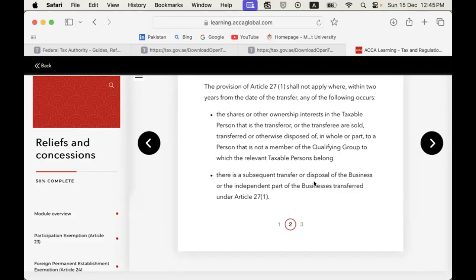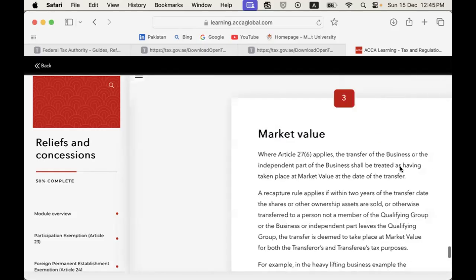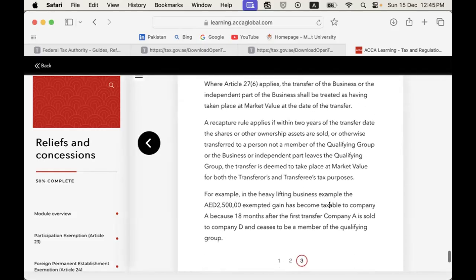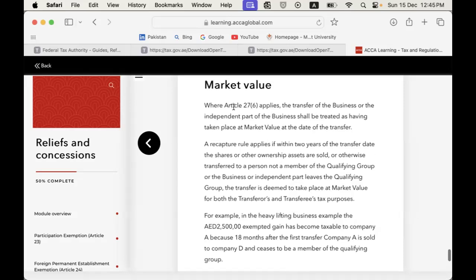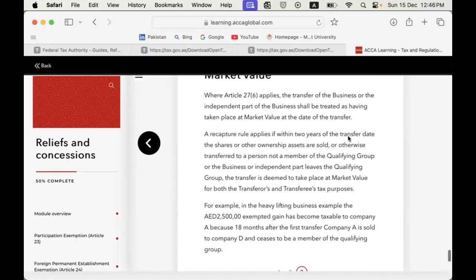There is a subsequent transfer or disposal of the business or the independent part of business transferred, other than the shares. If the same business segment is further sold off or spun off, then again before 2 years. So a 2-year vesting period is there. Market value. While Article 26 Clause 6 applies, transfer of the business or the independent part of the business shall be treated as having taken place at market value at the date of the transfer.